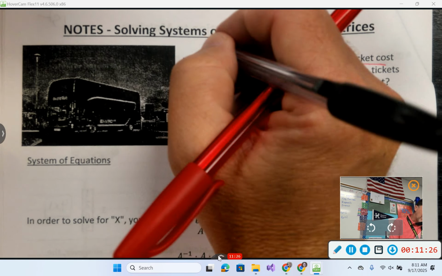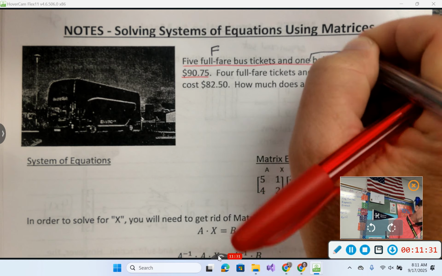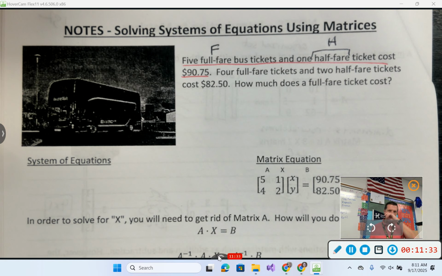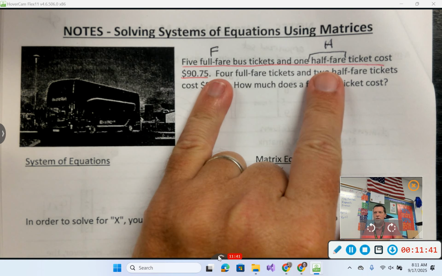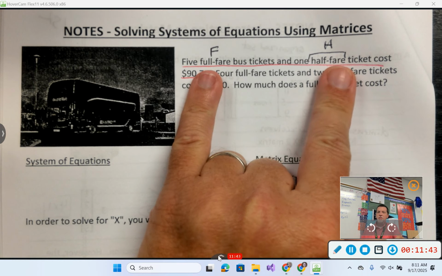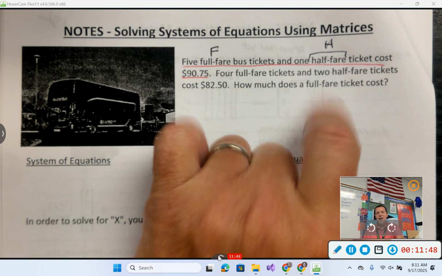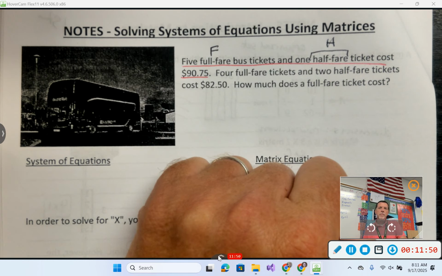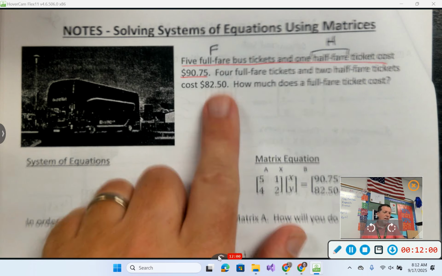Let's call the full fares F, and the half fares H. I like picking variables that stick with the problem. Some people go X and Y every single time, but then you got to be careful about who's X and who's Y. If you pick the variables to match the problem, then we'll always know that F is the full fare and H is the half fare. Why did they choose X and Y? Oh, it won't matter. I'll show you why in a minute, though.